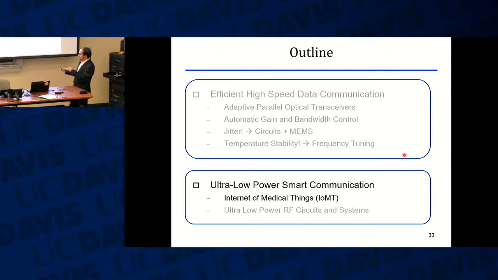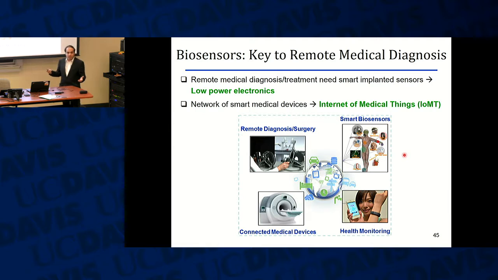All right. Now let's look at a totally different paradigm. We talked about the high performance design and two of the main challenges. Now let's look at the low power design. As I said, IoT is going to encompass all the devices. Some of these applications need a very low power interface, analog or radio frequency circuits. One of the prime examples is the medical applications, okay? People like to call that Internet of Medical Things. This is basically biosensors, which are the key to remote medical sensing, okay?